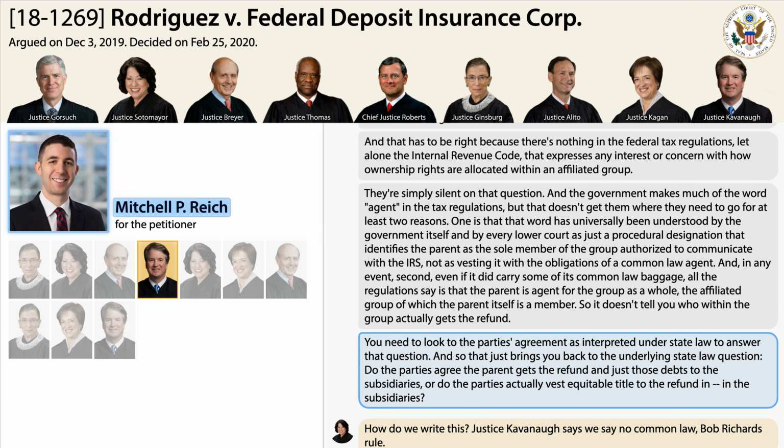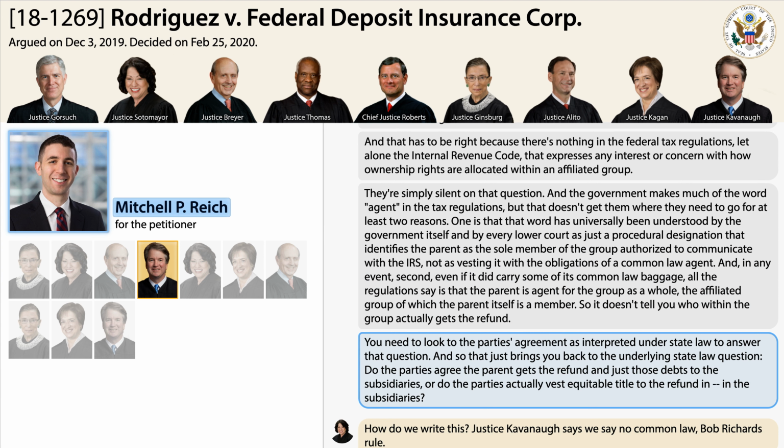How do we write this? Justice Kavanaugh says, we say no common law Bob Richards rule. But if we read this opinion and don't think that they applied the Bob Richards rule to the interim ownership question, which is what's at issue here, you're just claiming a misapplication of Colorado law.